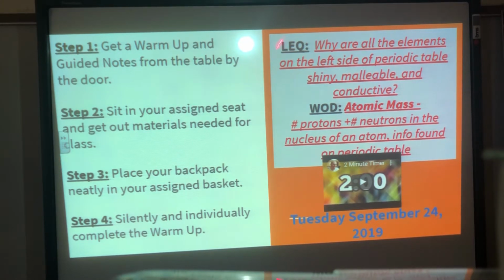But the LEQ: why are all the elements on the left side of the periodic table shiny, malleable, and conductive? Well, you're going to find that out throughout today's lesson. Also, word of the day: atomic mass equals protons plus neutrons in the nucleus of an atom. You can find that on the periodic table also. Go ahead and press pause if you need some more time. I'm going to go ahead and move on. You go at your own pace, okay?